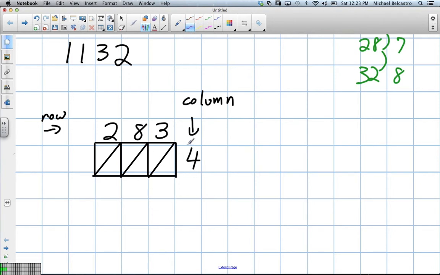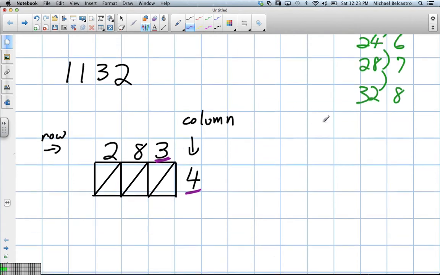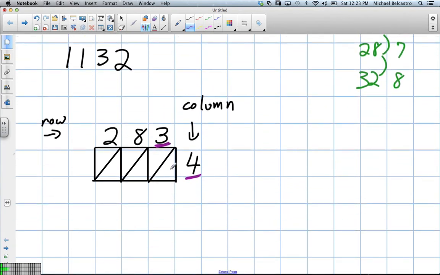So, again, first we do 4 times 3. What is 4 times 3? 4 times 3 is 12. That's right, it's 12. Now, this bottom part will be our ones column, so I put the 2 here, and the top half will be our tens column. I put the 1 there. Okay? I don't have to worry about carrying right now if I do it this way.